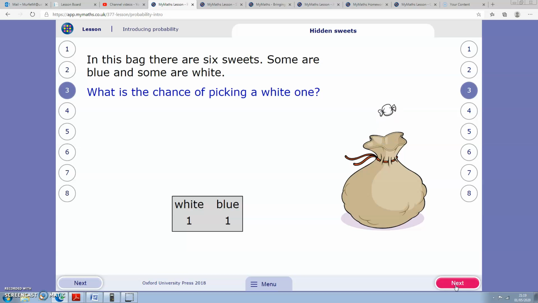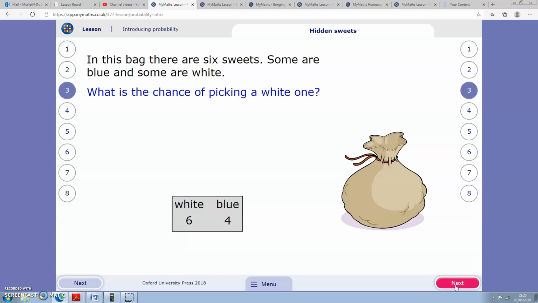So we're going to keep picking them out. Unfortunately on this bit you can't fast forward this, so it does it at its own speed. So we're picking 10 sweets out. At the minute we've got 4 blue and 2 white, 4 blue and 3 white, 4 blue and 4 white, 4 blue and 5 white. So I've got 6 white and 4 blue. So I've picked my 10 sweets.